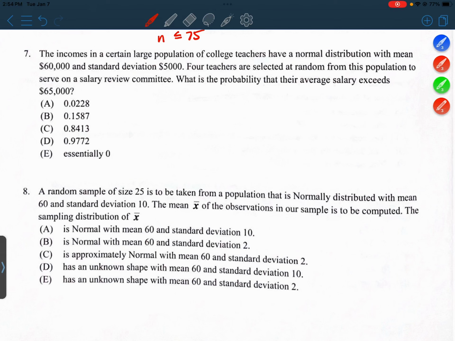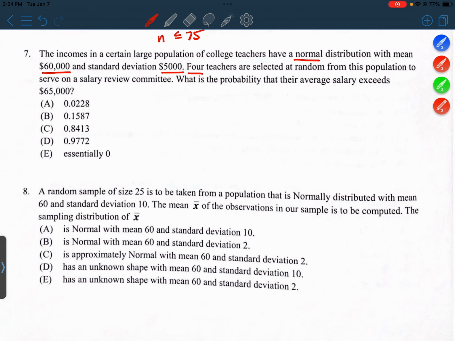Question 7. The incomes in a certain large population of college teachers have a normal distribution with a mean of $60,000 and a standard deviation of $5,000. 4 teachers are selected at random from this population to serve on a salary review committee. What's the probability that their average salary exceeds $65,000?